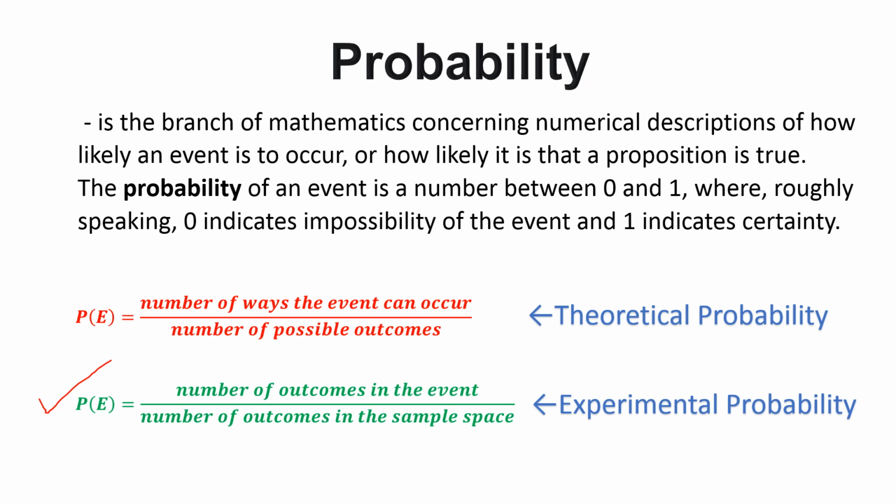Experimental probability is usually used in terms of sports. In statistics, this is the kind of probability that they use. The difference is that they do not write it in fraction form; instead they write it in percentage or in decimal. So let us start with a couple of examples.